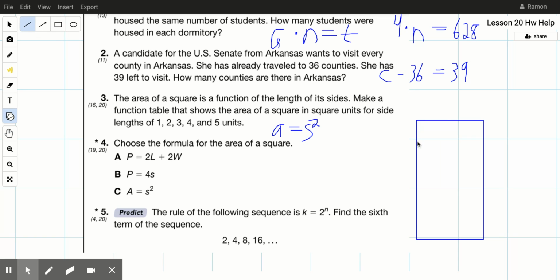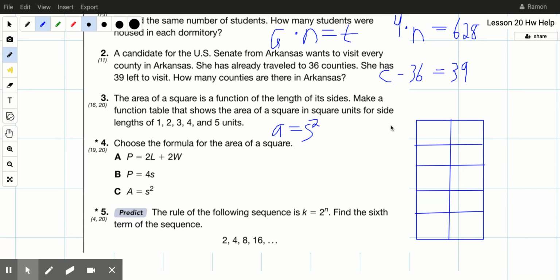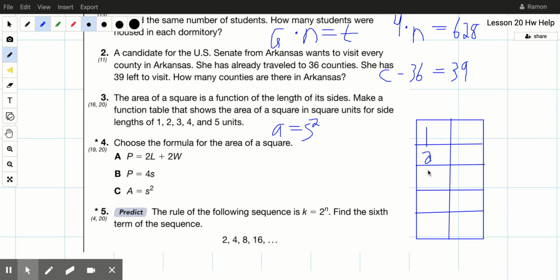We're going to make our parts of it. So it's 2, it's 3, it's 4. And then we split it down the middle to make our function table. And so we have 1, 2, 3, 4, and 5. So then to find the area, you just square each of these. So 1 squared is 1 times 1, which is 1. 2 squared is 2 times 2, which is 4. And so on and so forth to find the area for the other given units.